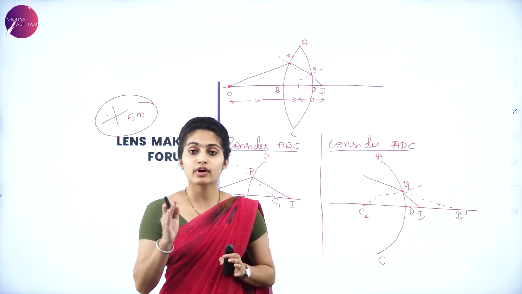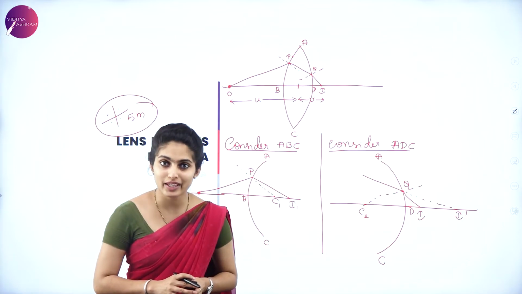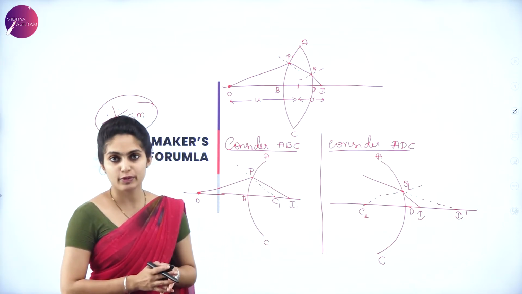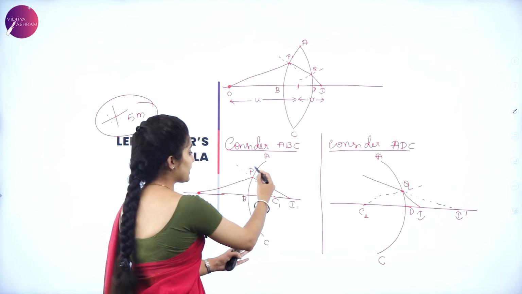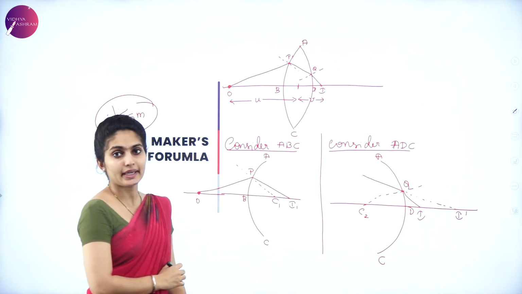Now, from the first part of the lens, we have to calculate the refraction at the spherical surface. The first spherical surface we consider will be ABC.